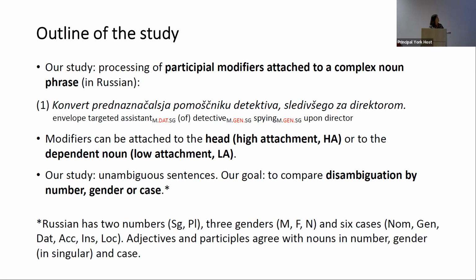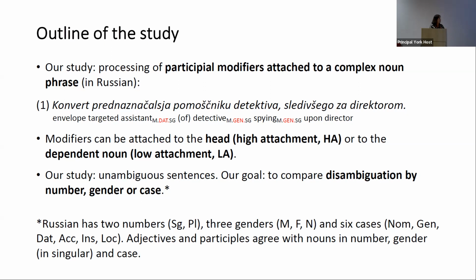Because as you can see here in example one, the attachment side is disambiguated by case. So we know that it's low attachment because the participle is in genitive and the dependent noun is in genitive, while the head noun is in dative. But it can of course be the case that both nouns, for example, are in genitive and the attachment side is disambiguated by number or by the gender of the nouns. Or it can stay ambiguous if they coincide in all these three features.